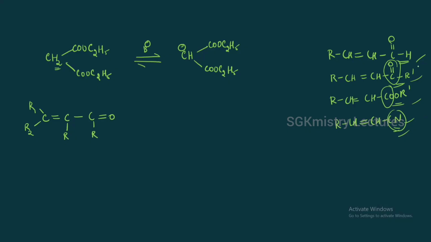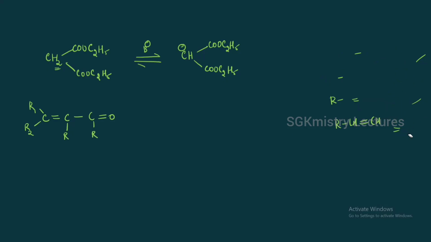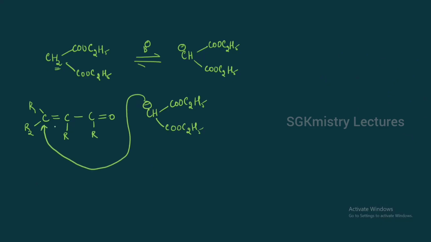Now I'm showing the mechanism for this particular type of compound. Let me erase this. That was just for you to be familiar with the substrates that can be taken. So here, this carbanion, COOC2H5, COOC2H5, with a minus charge, attacks this carbon. Now this can shift here, right? Because of which, this is the rate determining step.